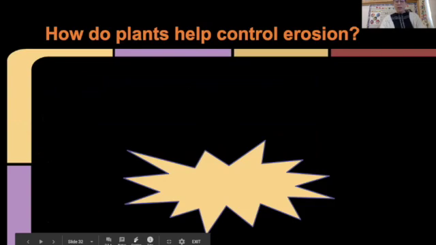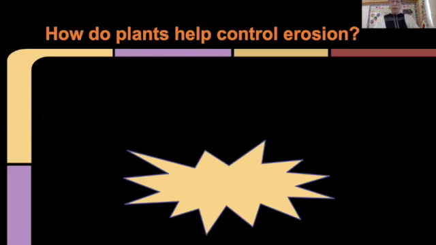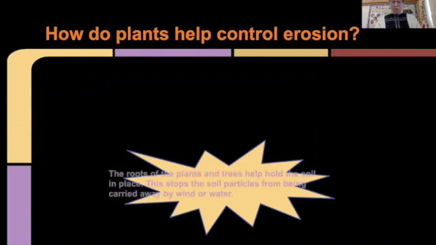All right, how do plants help control erosion? I want you to think about the plant parts. And this is another one where you might need some time to think about the answer. But press play when you are ready to hear the answer. The roots of the plants and trees help hold the soil in place. This stops the soil particles from being carried away by wind or water. So the part of the plant, the roots, are what's so important. They kind of act like a hand and they just grab onto that sand or that soil and hold it in place. 5 points if you had something like that.